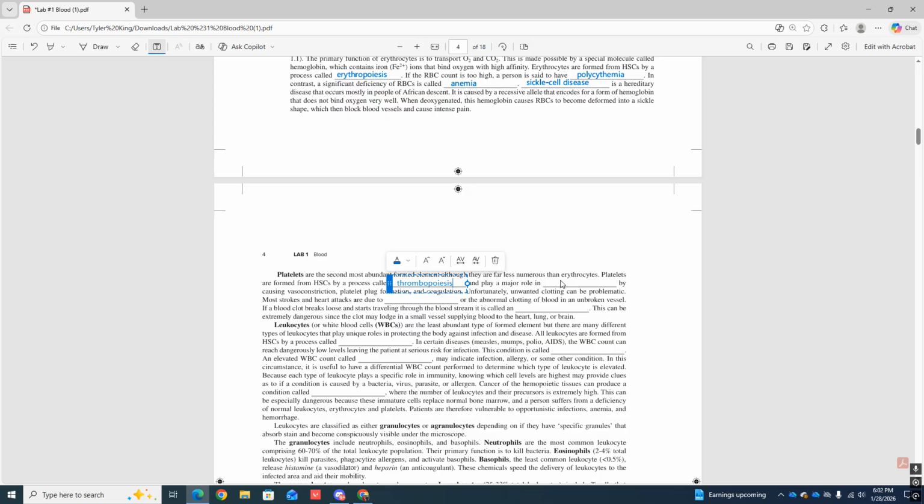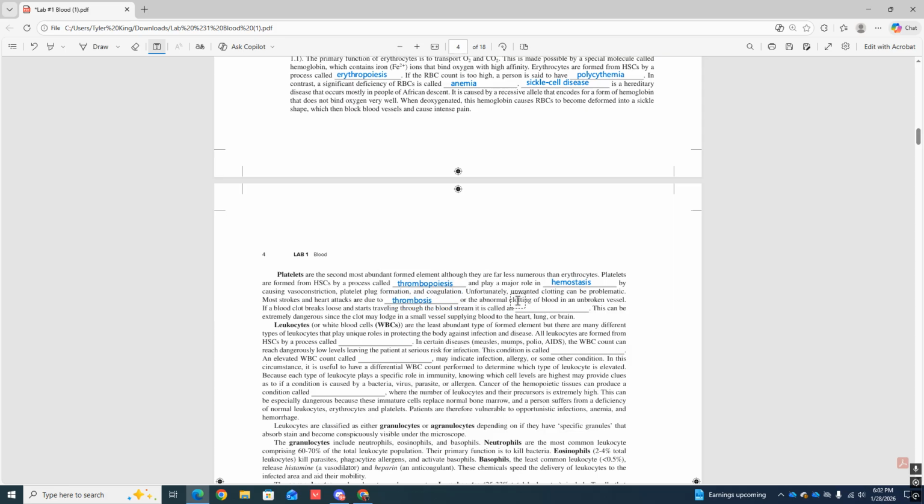Poiesis. And they play a major role in hemostasis by causing vasoconstriction. So what is this going to be? This is going to be hemostasis. Hemostasis, beautiful. So most strokes and heart attacks are due to thrombosis, or the abnormal clotting of blood in an unbroken vessel.